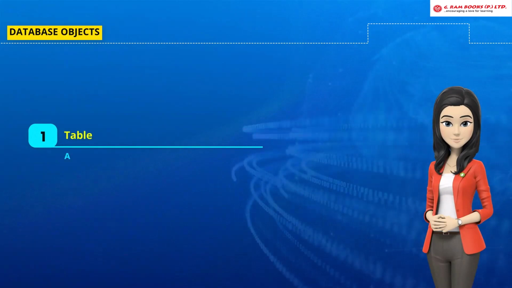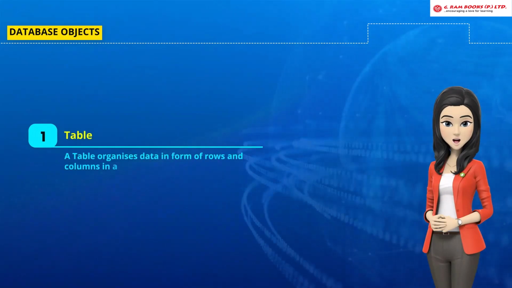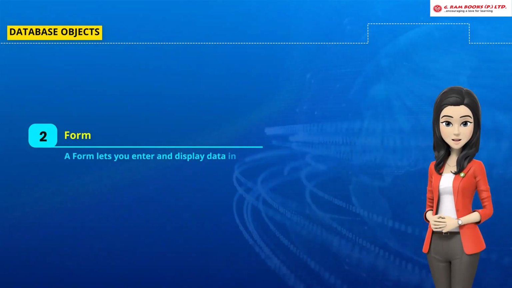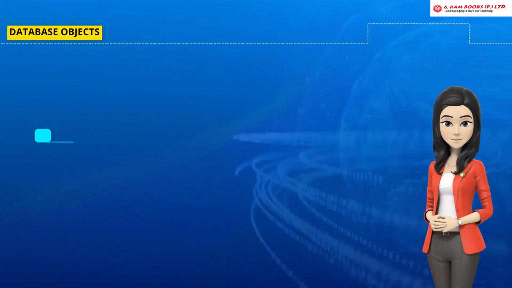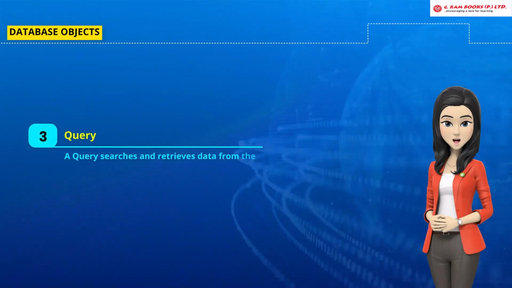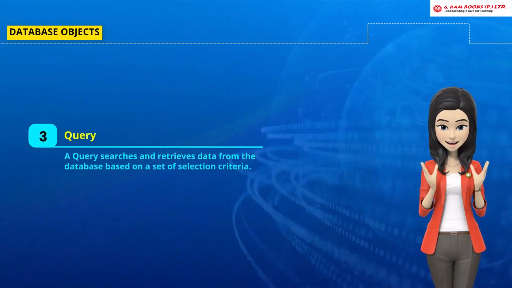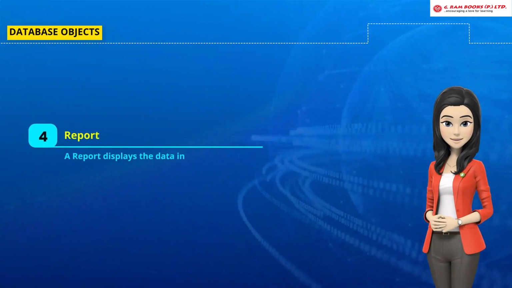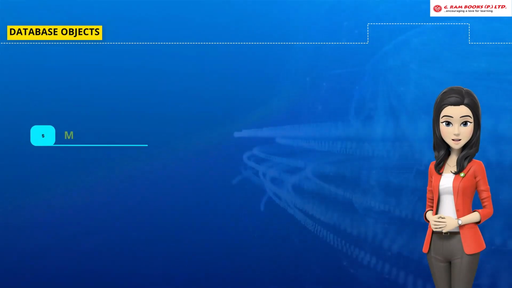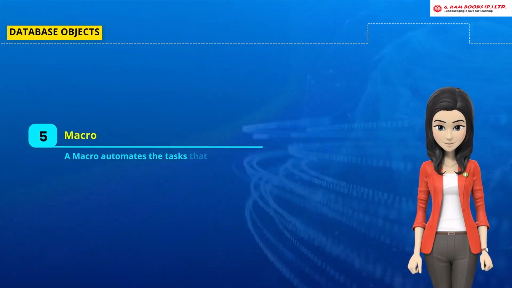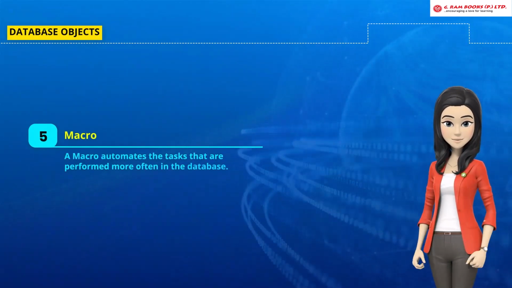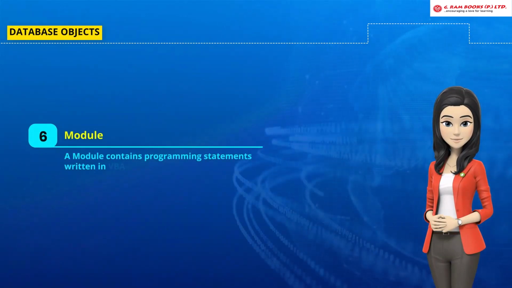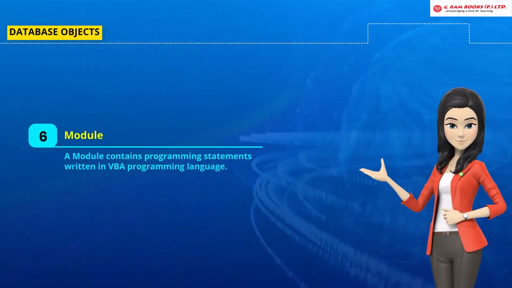Table. A table organizes data in form of rows and columns in a database. Form. A form lets you enter and display data in a customized format. Query. A query searches and retrieves data from the database based on a set of selection criteria. Report. A report displays the data in a printable format. Macro. A macro automates the tasks that are performed more often in the database. Module. A module contains programming statements written in VBA programming language.